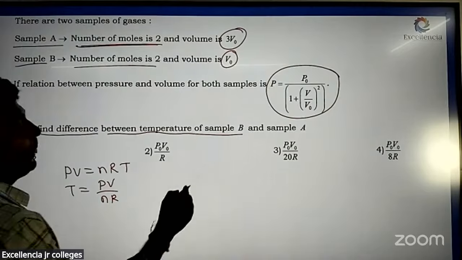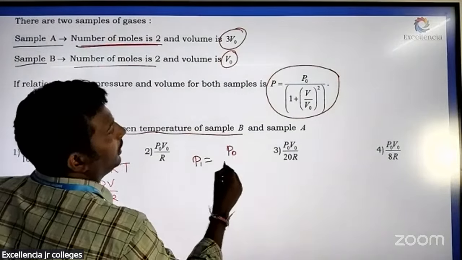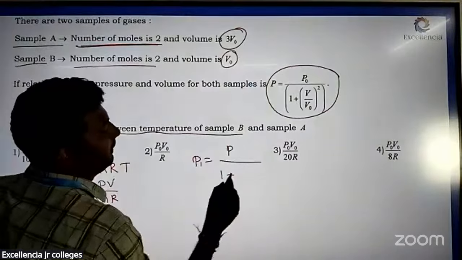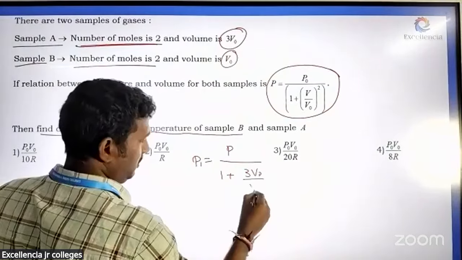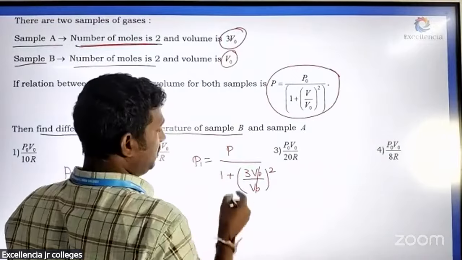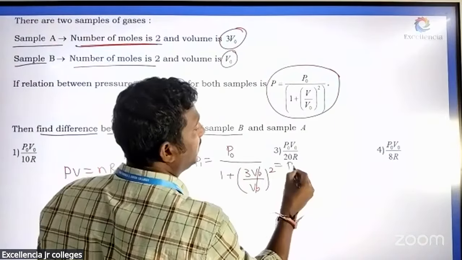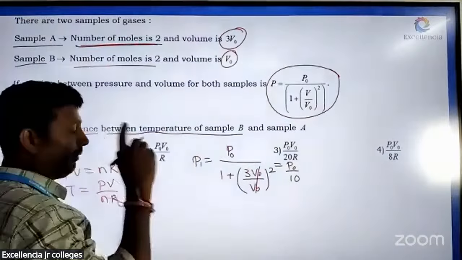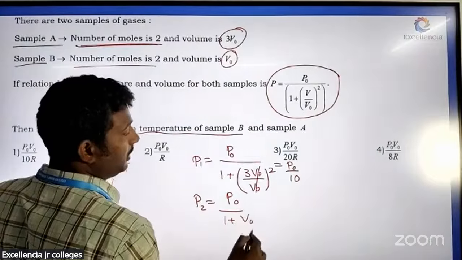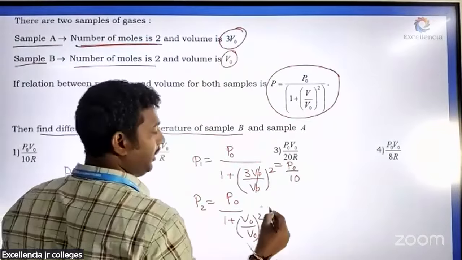So now for pressure 1, P0 by 1 plus V, where the V value for the first sample is 3V0, so 3V0 by V0 whole squared. Here V0 will cancel out. P0 by 1 plus 3 squared, which is 9, so 9 plus 1 is 10. So P0 by 10 is P1. In the same way P2: P0 by 1 plus V, where V is V0, so V0 by V0 whole squared, which is 1. 1 squared plus 1 is 2.